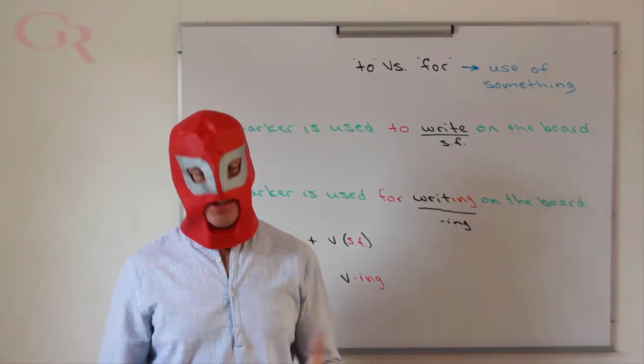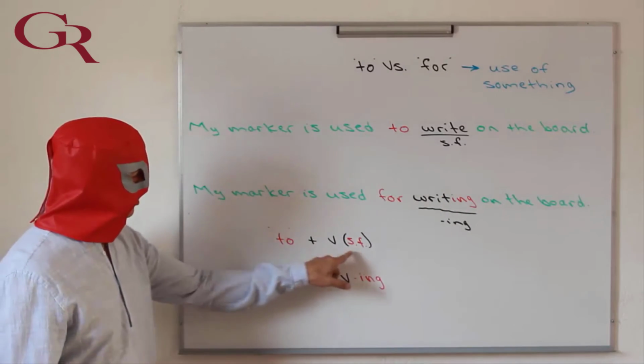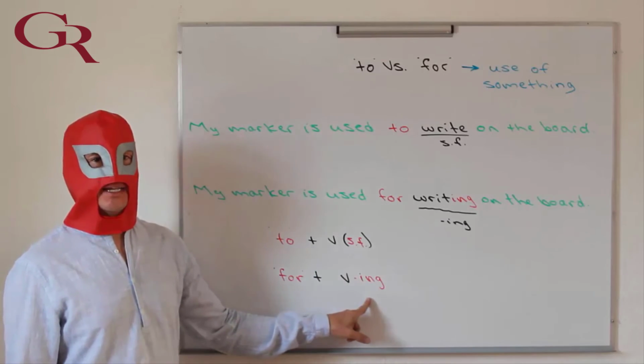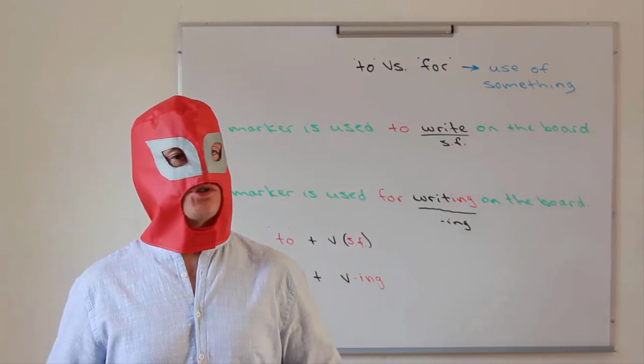So just to summarize this simple topic, if I use to, my verb is in simple form. If I use for, my verb is in ing. So once again, as you can see, English is easy peasy, super breezy.